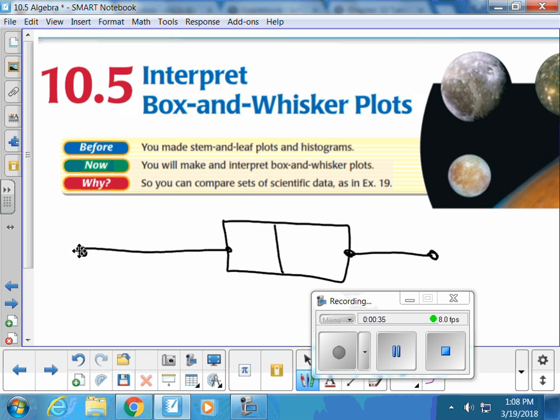Do you remember anything about them? Like what this guy is? This is the most important guy. He's the median. So you really can't tell anybody what the mode is from a box and whisker plot. And you can't tell anybody what the mean is. But you could tell somebody what the median is.